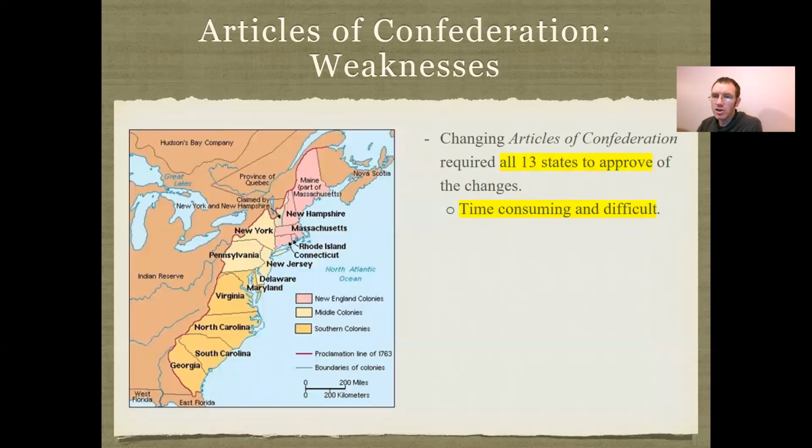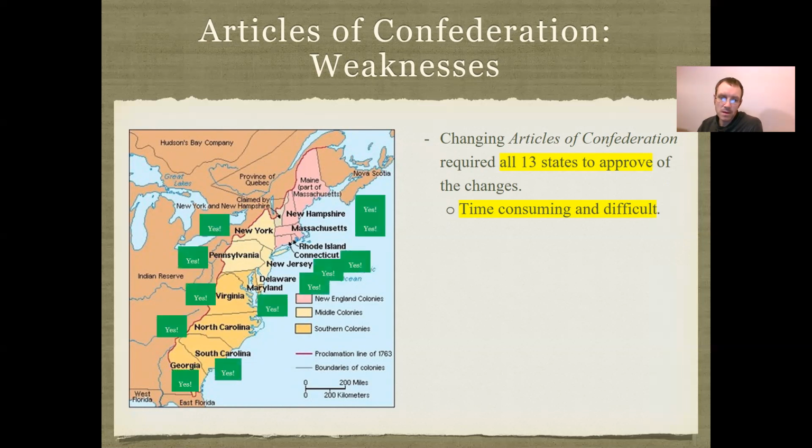The next one, changing the Articles of Confederation requires all 13 states to approve the changes. This is time-consuming and extremely difficult. Trying to get 13 people to agree on anything is hard. So imagine this situation. You have 12 states say yes to a proposal for a law. They love it. They all want it. And then there's Rhode Island. I'm sorry, not a law, like a change to the Articles of Confederation.